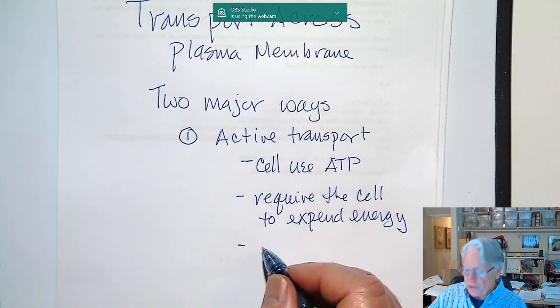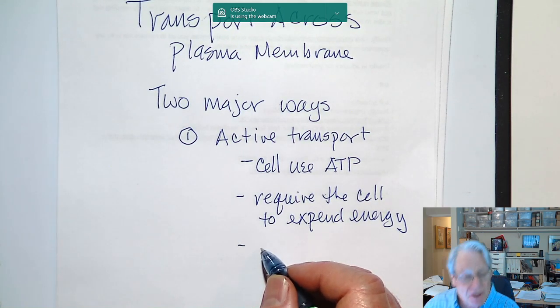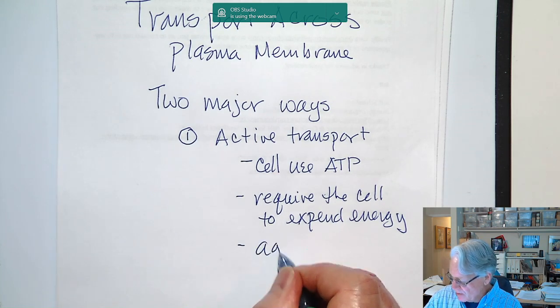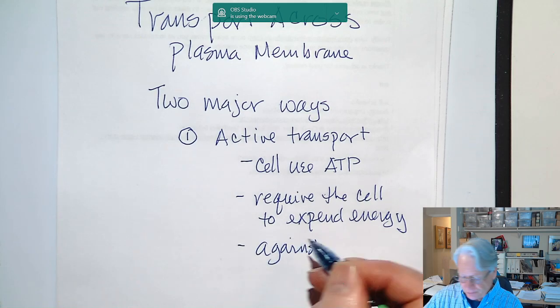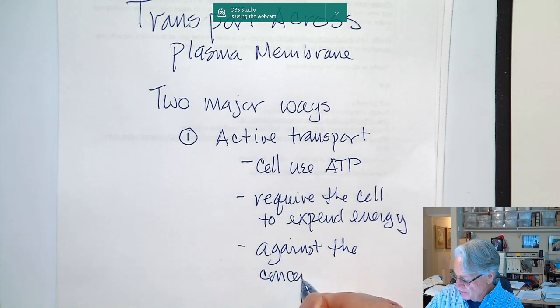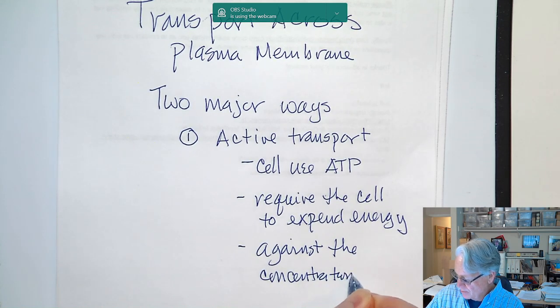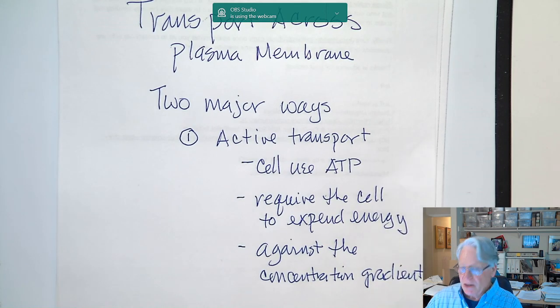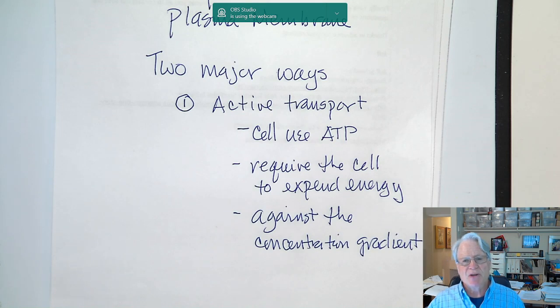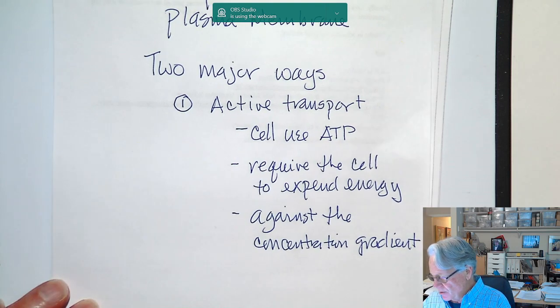And this is a result of the fact that the movement is going to be against the concentration gradient of whatever is being moved. So against the concentration gradient. The cell uses energy in the form of ATP, and the movement is against the concentration gradient. That is the hallmark of active transport.